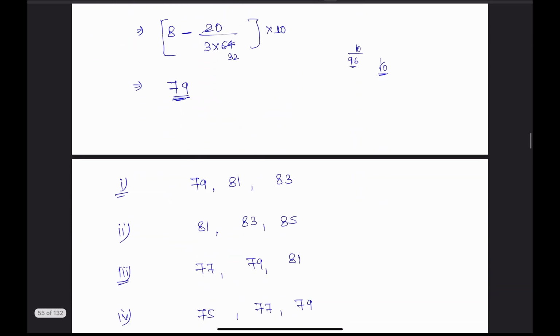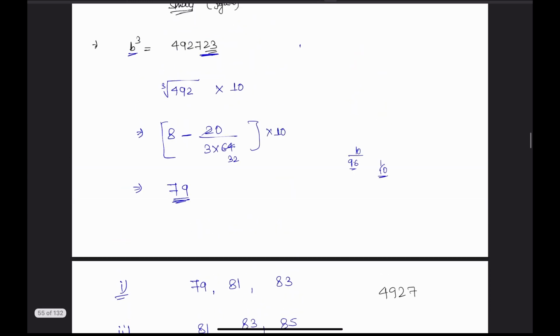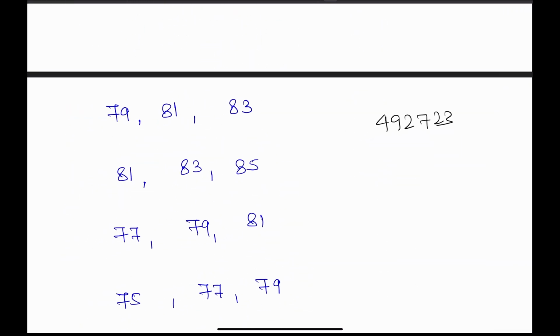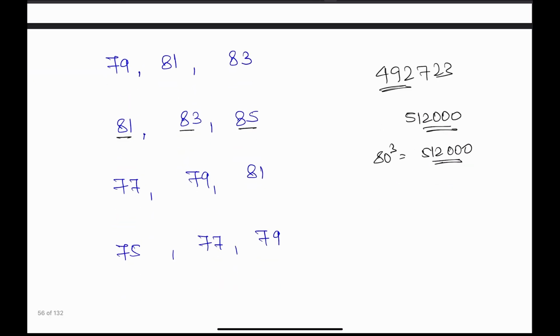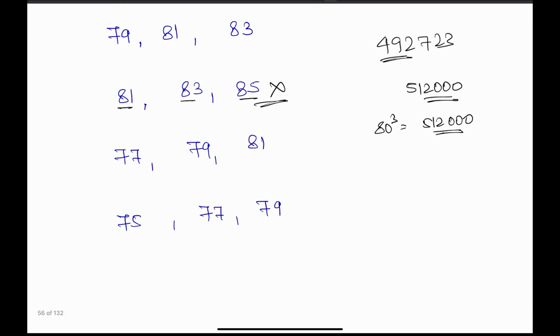So the number is 492,723. If it's all in the 80s, won't it be more than this value? Because 80 cube is 512,000, and we know this is less. So first thing is this is not possible in the 80s. This is not possible anyhow. Second, this 5 is there. Can we see the last digit as 5? No, we can remove this one also. This possibility is also gone.